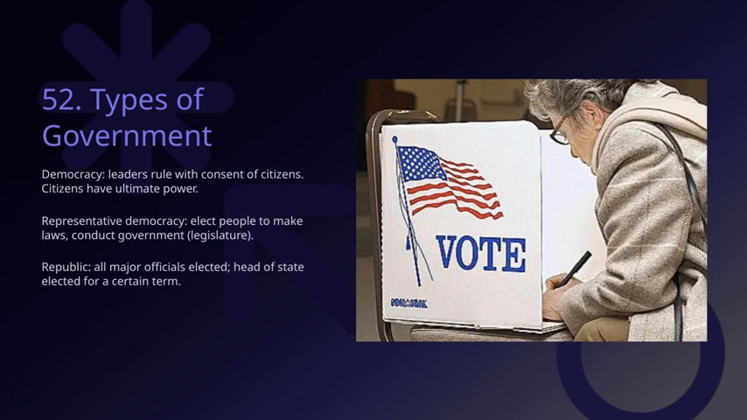And then, at the core of all these ideas is democracy itself. Democracy is about leaders ruling with the consent of the citizens. It's the citizens who hold the ultimate power, whether through voting, participating in civic life, or other means. These concepts are interconnected, illustrating how different systems ensure that power ultimately resides with the people.